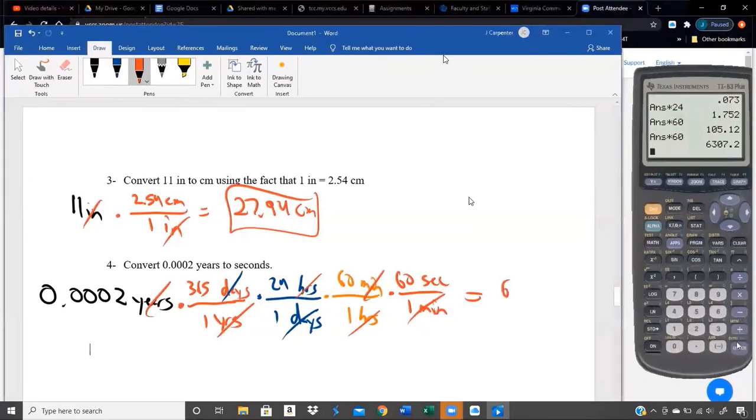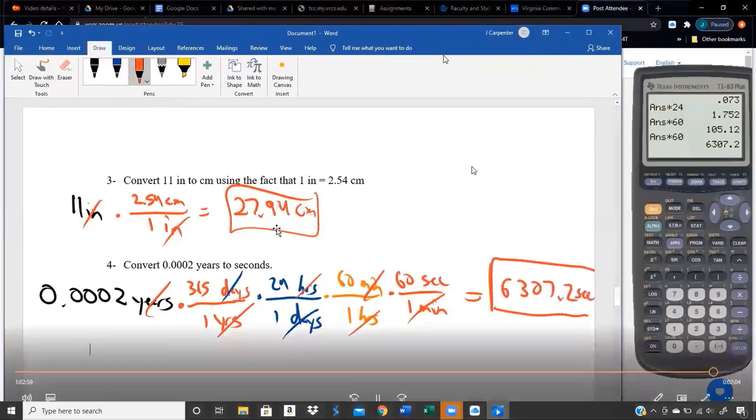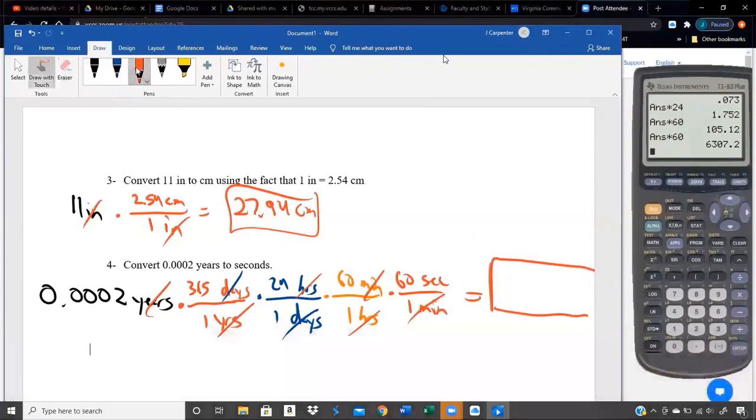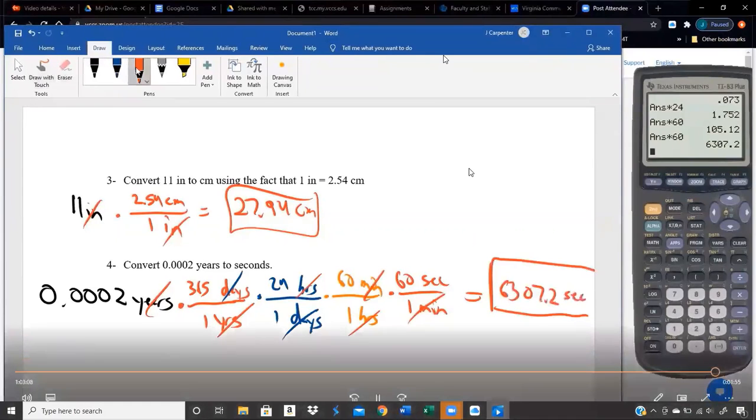And it's 6,307.2 seconds. I want to write that just a little better. The seconds kind of got squished in. 6,307.2 seconds.